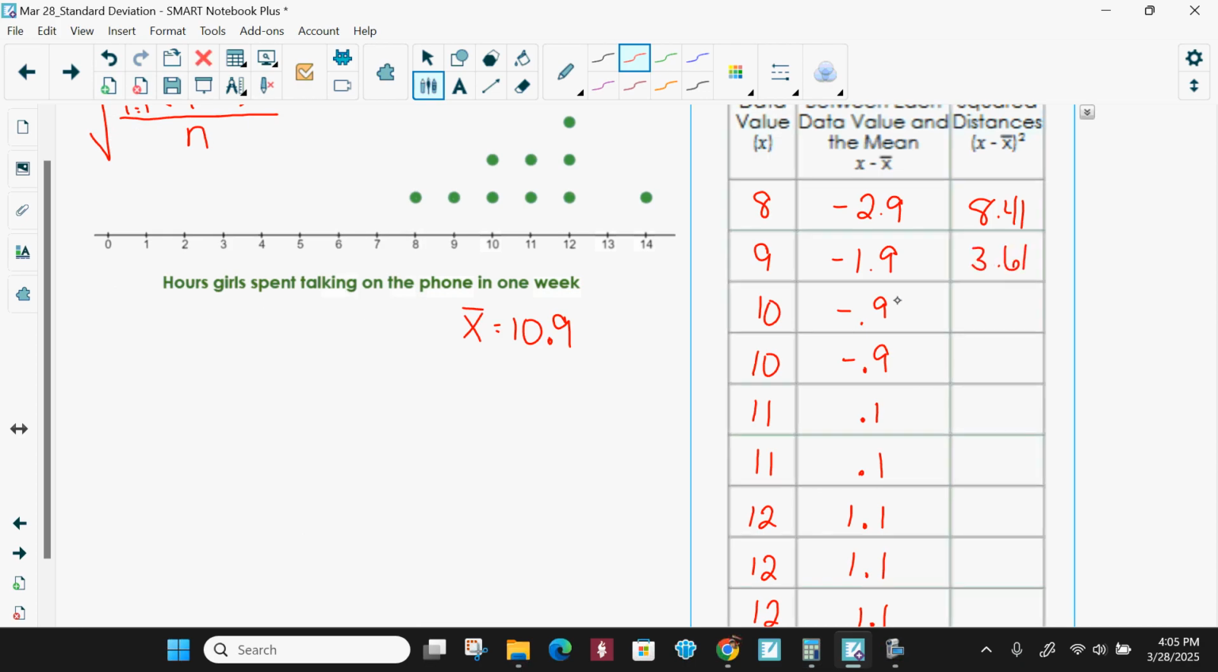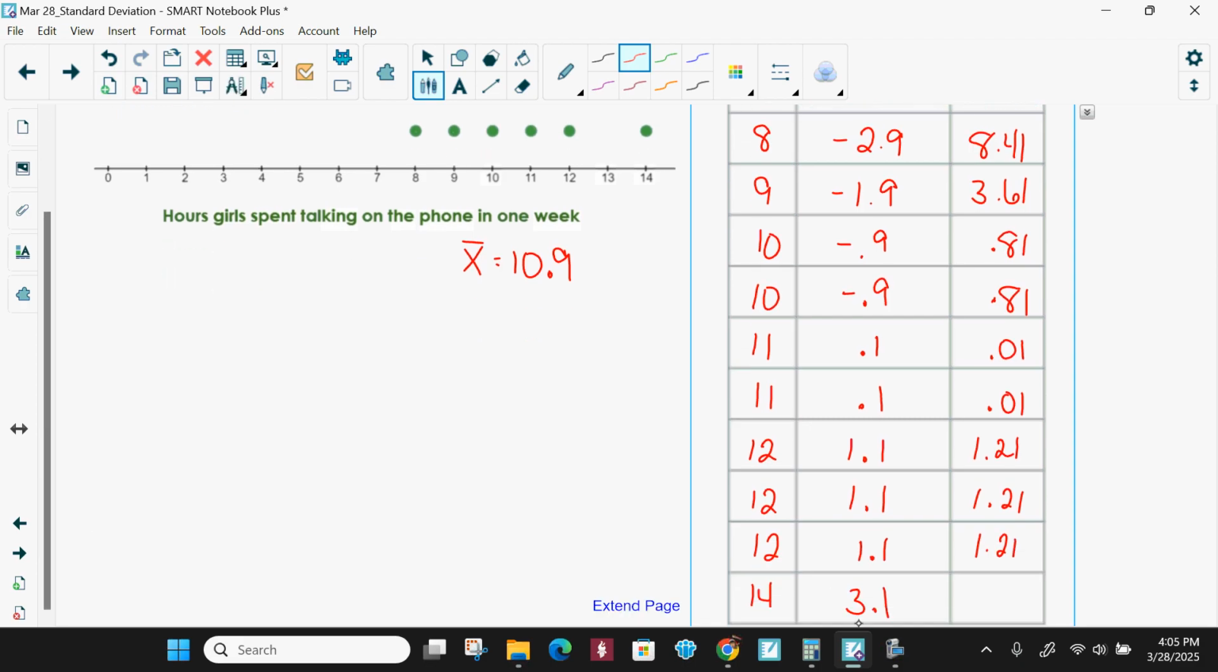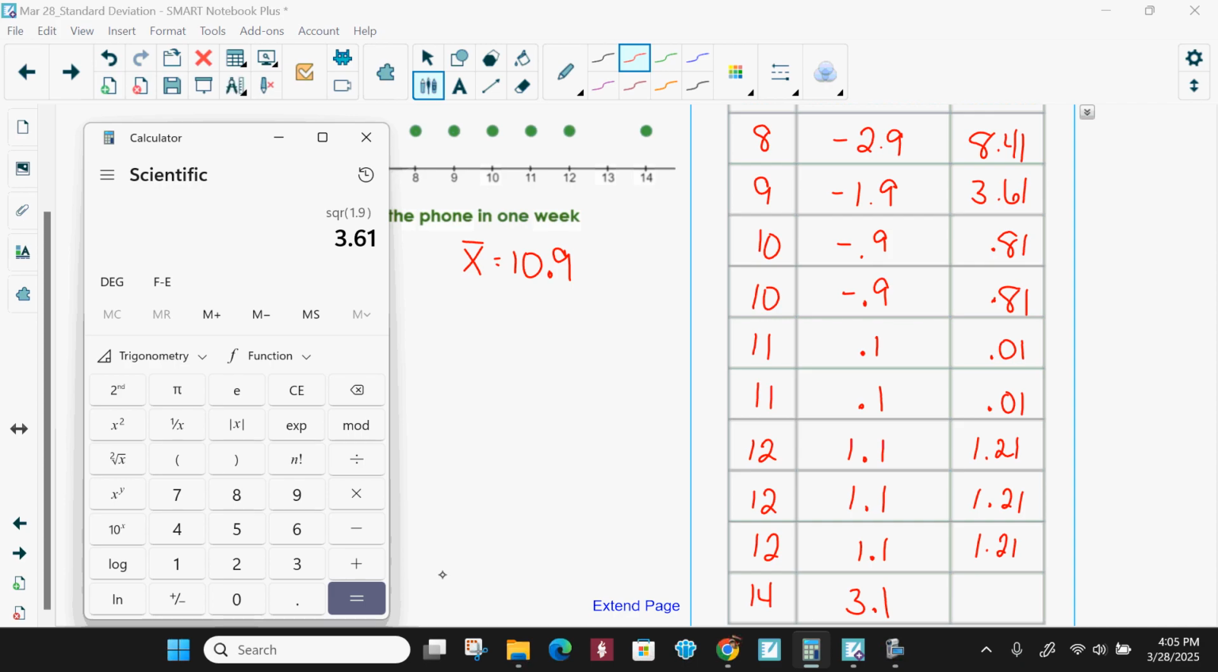Okay, now 0.9 squared, negative or positive, is 0.81. I know that one. 0.1 squared is 0.01. 1.1 squared is 1.21. And the last one is 3.1. Again, I'm going to need the calculator for that one. That's 9.61.